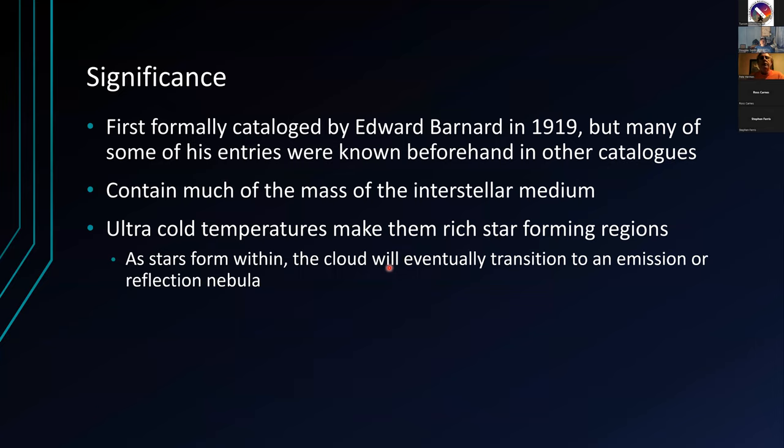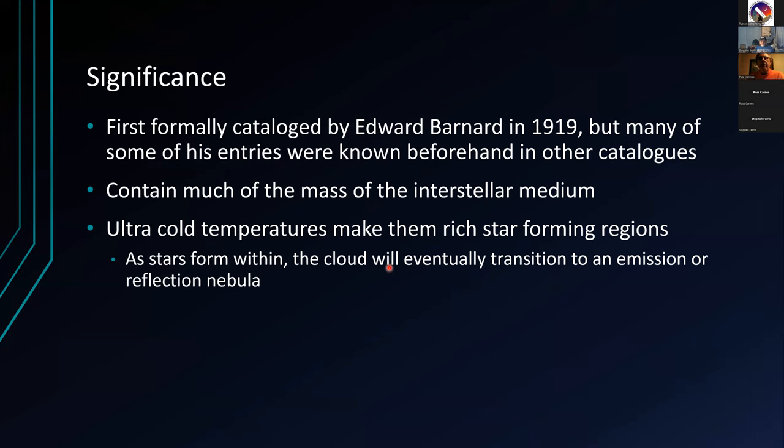Like reflection nebulas, they're actually only more recently cataloged. And after looking at some of the work that Edward Barnard did while making this presentation, I want to do an astronomy profile on him, but I'll probably have to wait till I finish the semester. But dark nebulas were formally cataloged by Edward Barnard in 1919. Edward Barnard is an American astronomer, but I won't get much more into that.